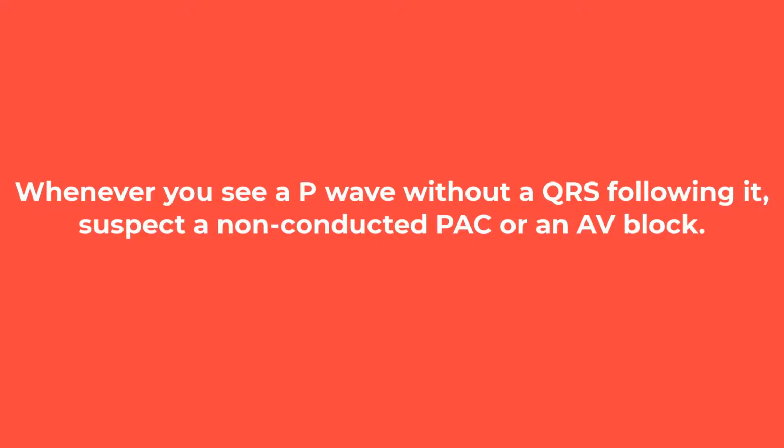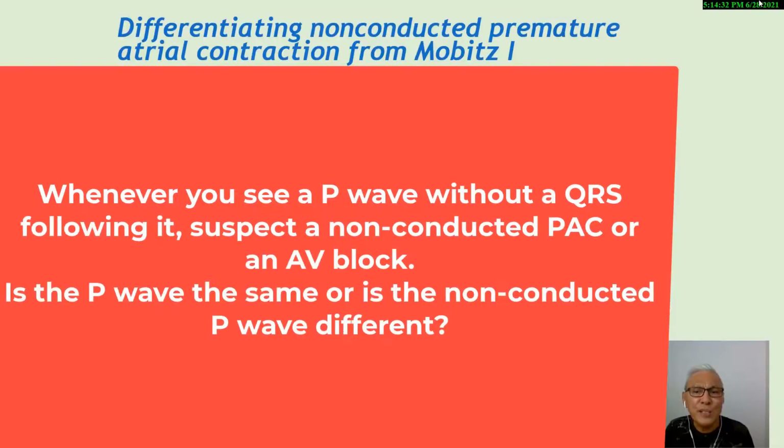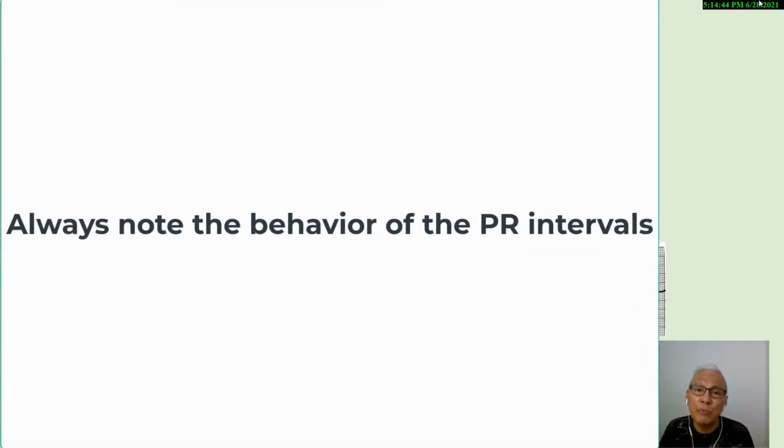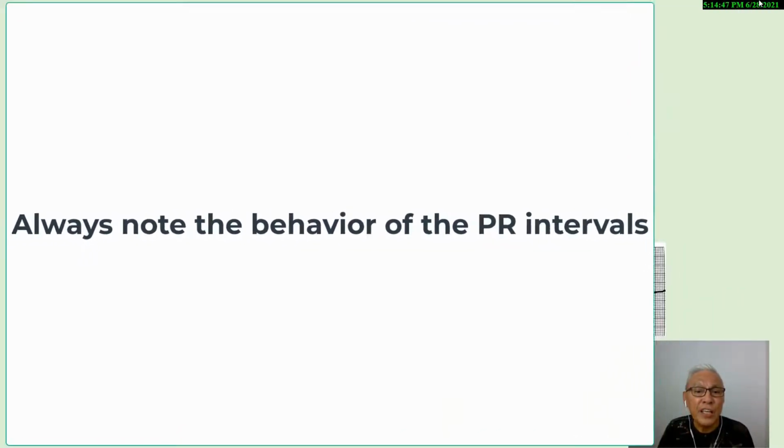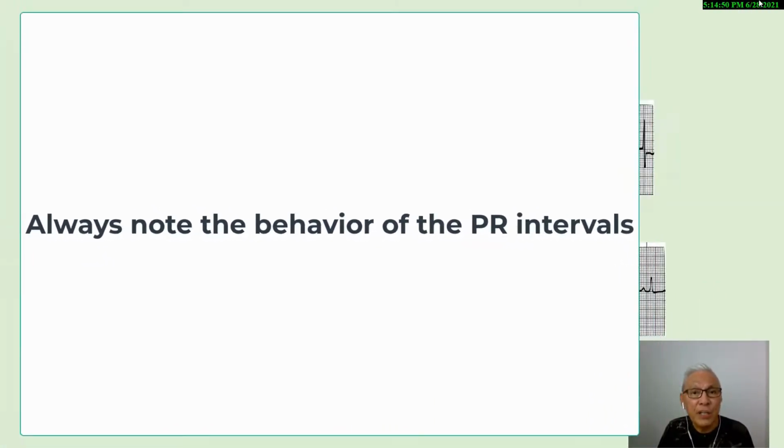This underscores the importance that whenever you see a P wave without a QRS complex, you need to ask yourself, is the P wave the same as the other P waves, or is it different from the rest of the P waves? In addition, the PR interval in Mobitz type 1 will gradually prolong, whereas in a non-conducted PAC, the PR intervals will remain constant or the same.